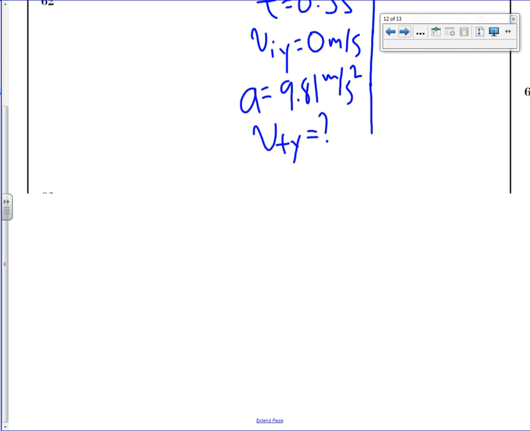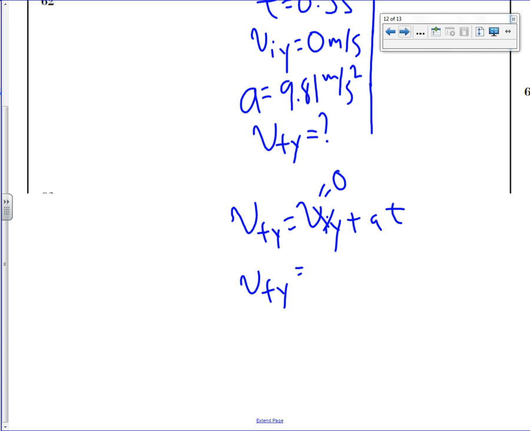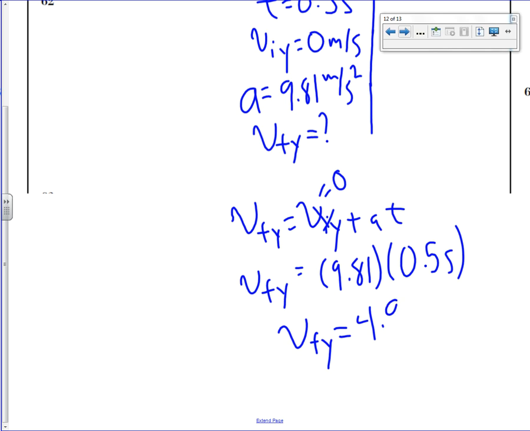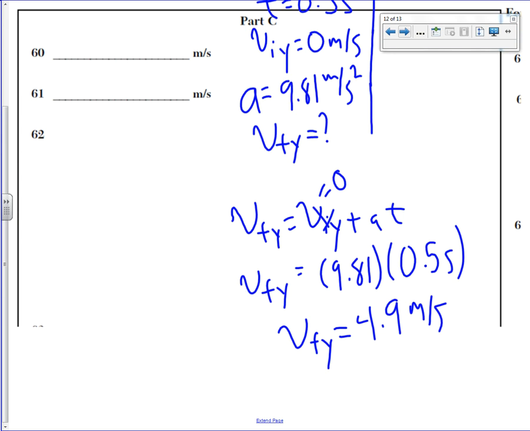We're still going to use our equation, vFy equals viY plus at. We're going to sub in our values. We know this is equal to 0. This is equal to 9.81 times our 0.5 seconds. So our vFy is equal to 4.9 meters per second. We know that this is 16 meters per second. We know this is 4.9.